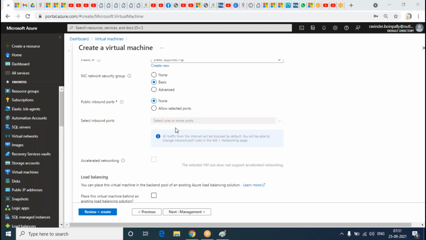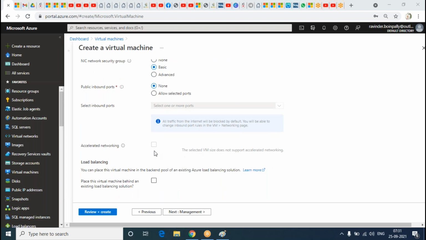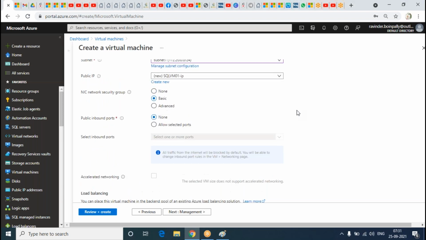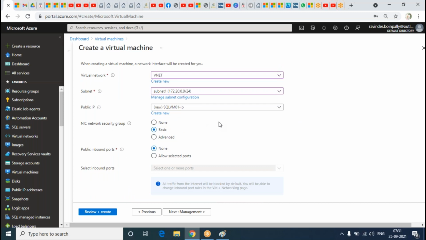Public inbound port: I'm not opening any port to talk. Accelerated networking. One second. The public IP, we only created that? We created only the subnet, no? We created the subnet, but for this public IP, if you don't want one, you can go with none. It won't assign the public IP. How did it come automatically? It will come with a name by default, following the VM name, like SQL VM1, VM name hyphen IP.